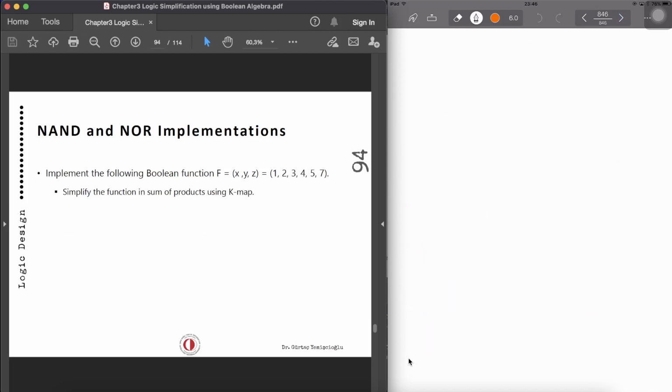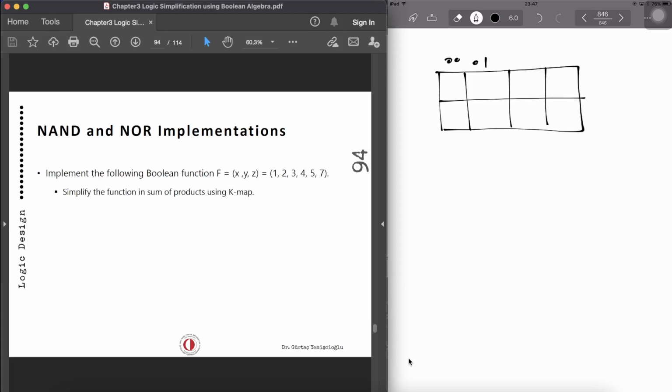Okay. Here is an example. Implement the following Boolean function, f. Simplify the function in sum of product form. Let's do that. It's a 3 input function, so we need to have 8 squares: 0, 0, 0, 1, 1, 1, 1, 0, 0, 1, and that's going to be x, y, z. So minterm 1, minterm 2, 3, 4, 5, and 7. And the other ones are zeros.